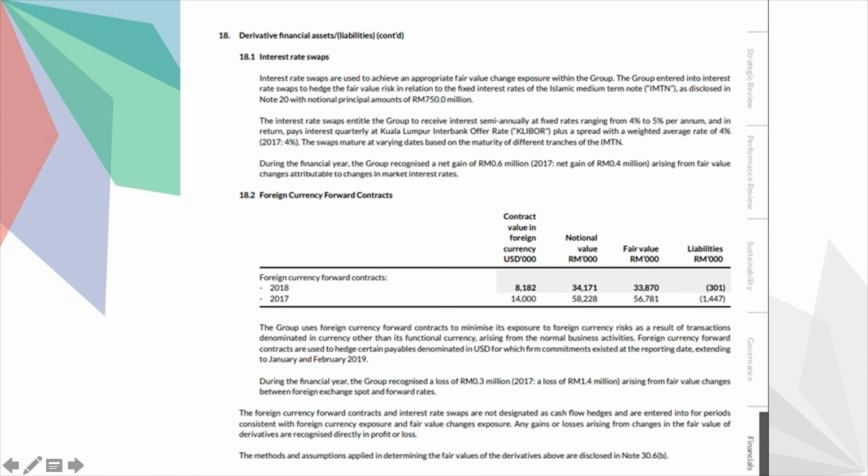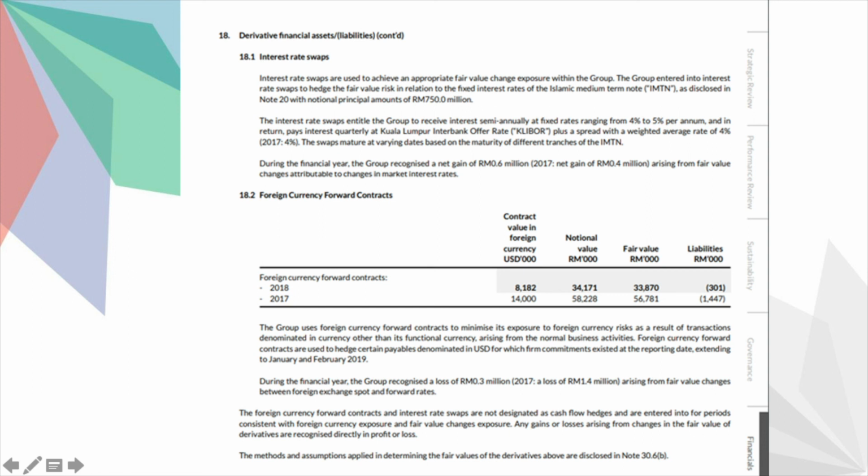As we can see, the contract value in foreign currency USD in 2018 is 8,182, and for 2017 is 40,000. The notional value for 2018 is 34,171, and 2017 is 58,228. And the fair value for 2018 is smaller than 2017, which is 33,870, and for 2017 56,781. And the liability in 2017 is higher compared to 2018.